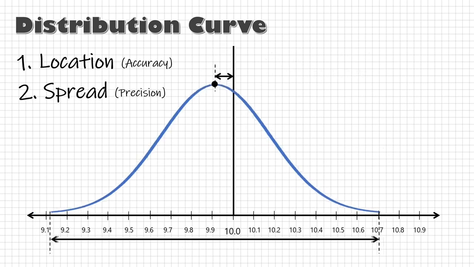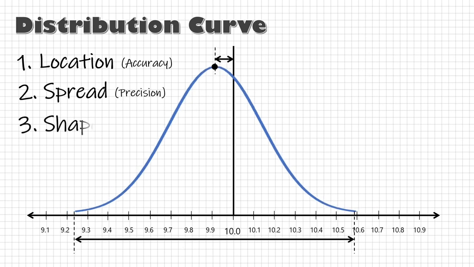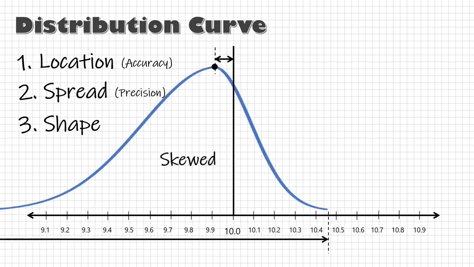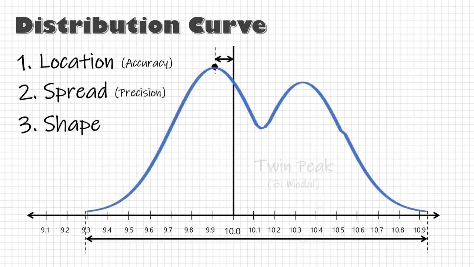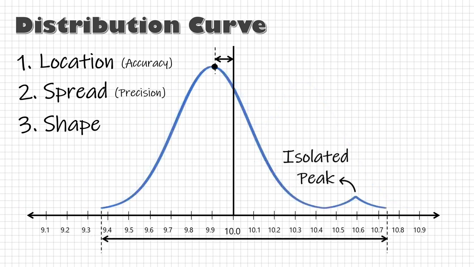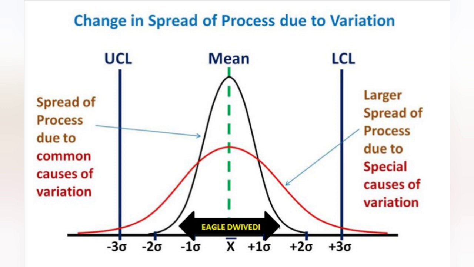And finally, shape. Sometimes the distribution is not symmetrical. The process curve can become like this or this. To understand why this can happen, let's go through the difference between common cause and special cause.